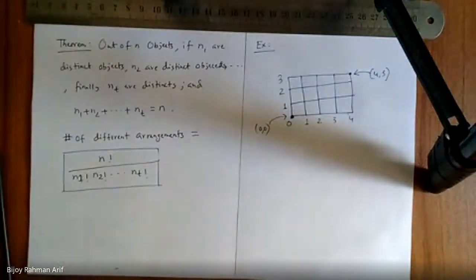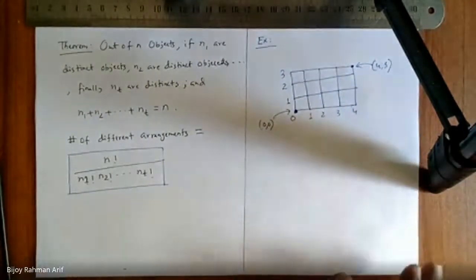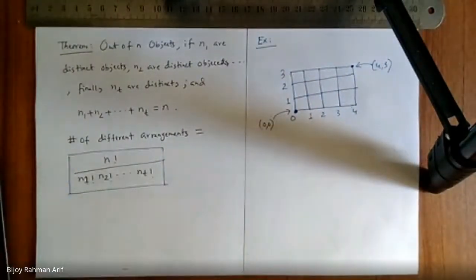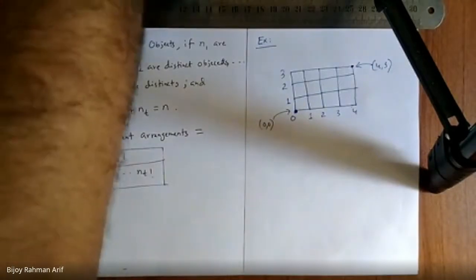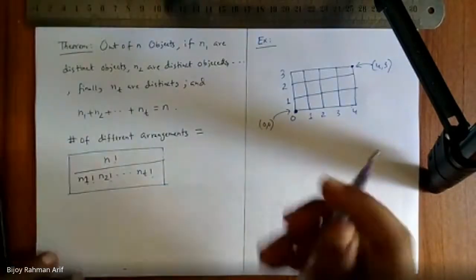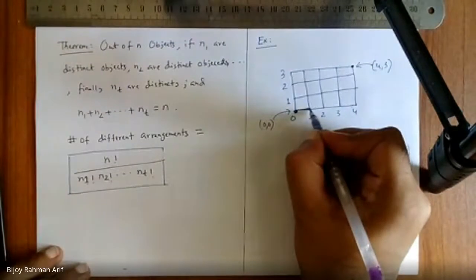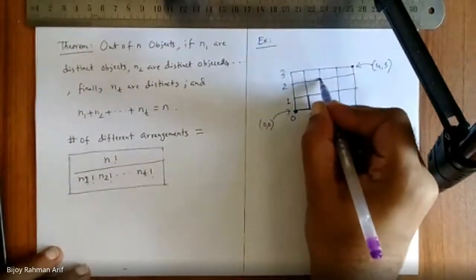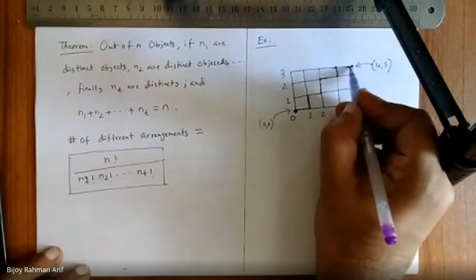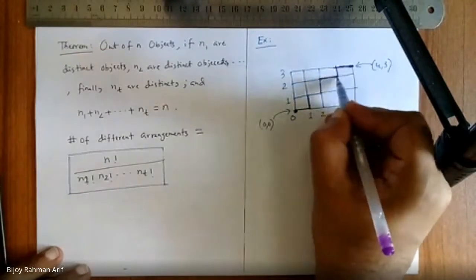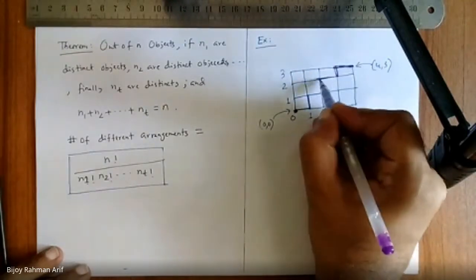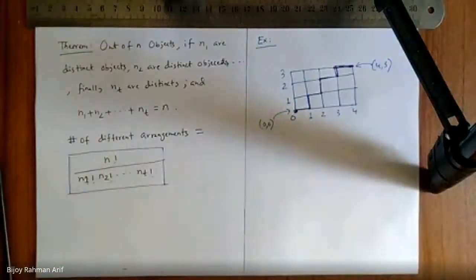Tell me. Yes. So I can go, for example, I can give you an example. For example, say, going here, here, here, here, here, here, here. This is a path. So how many of these different paths are possible? Tell me.